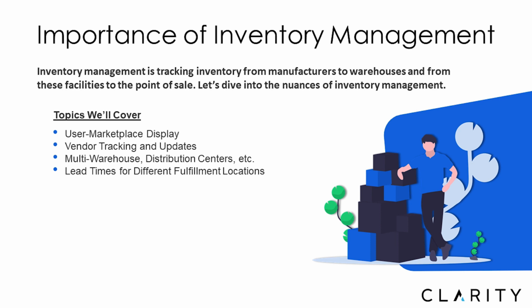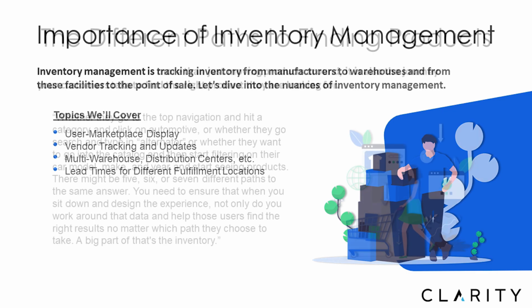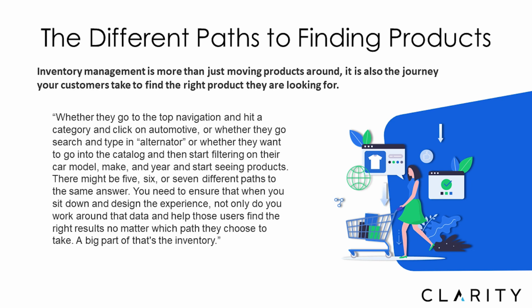Whether they go to the top navigation and hit a category and click on automotive, or whether they go search and type in alternator, or whether they want to go into the catalog and then start filtering on their car model, make, and year and start seeing products. There might be 5, 6, 7 different paths to the same answer. And you need to ensure that when you design the experience, you not only work around that data and help those users find the right results, no matter which path they choose to take, but a big part of that's the inventory.